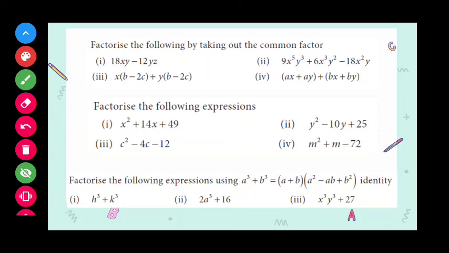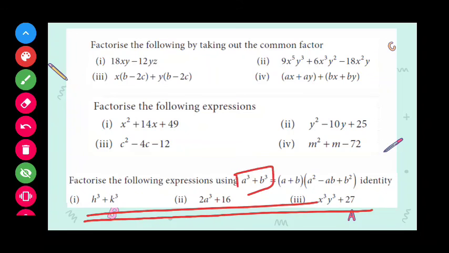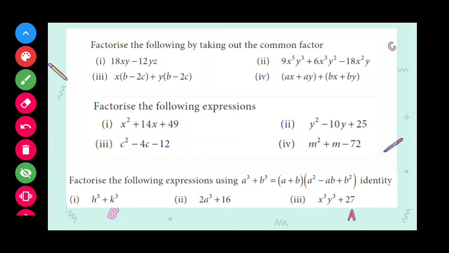And the last thing is the final formula we have seen, the a cube plus b cube formula. Using that you have to factorize these expressions. So I'll be leaving the screen for 20 seconds. You can pause the screen in the middle and take a screenshot.